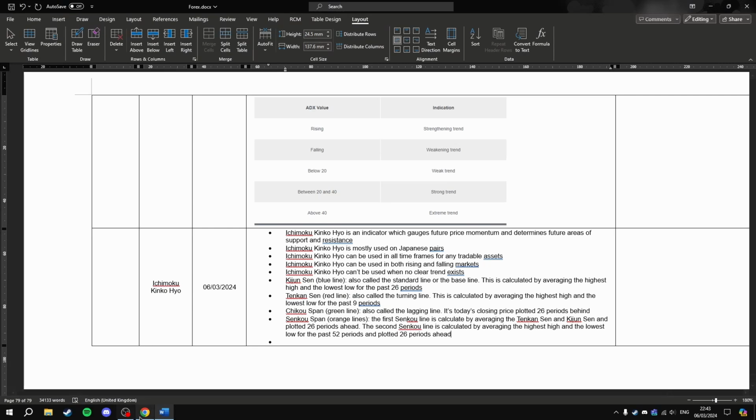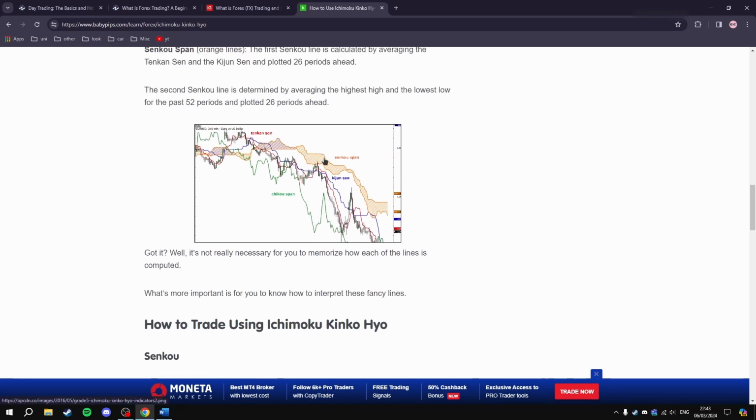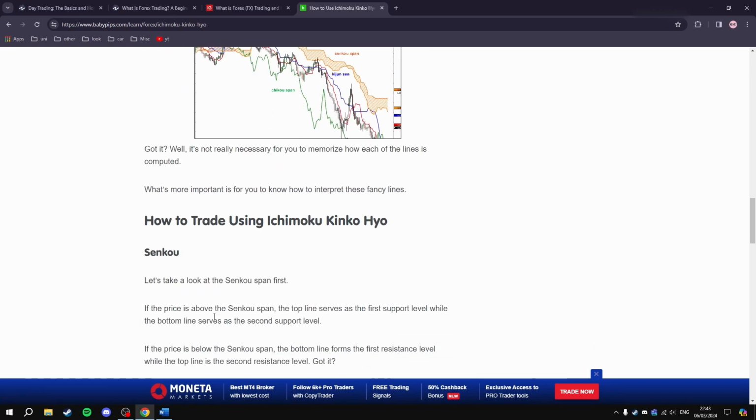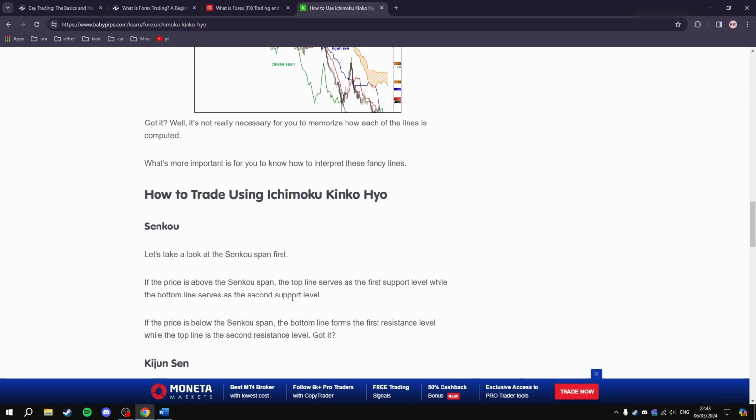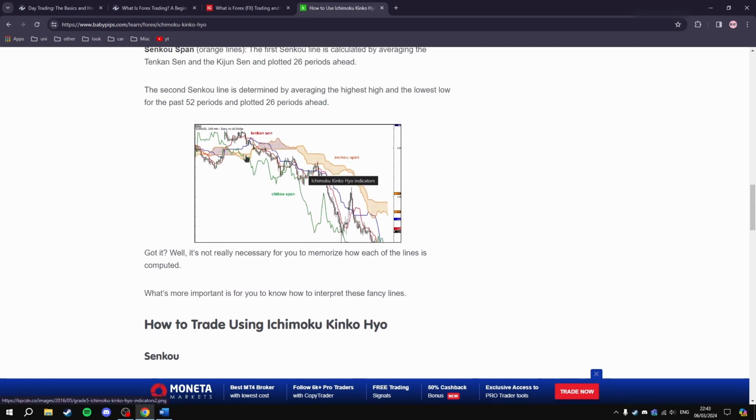So that's the orange ones. If the price is above the Senkou span, the top line serves as the first support level, so this line here, while the bottom line serves as the second support level. If the price is above the Senkou span, which it is not, oh no, but how come there's like a shaded area up here? Why is this red and why is this orange? What's the difference there?